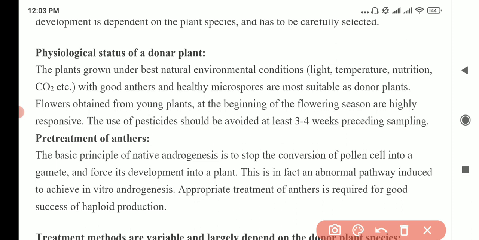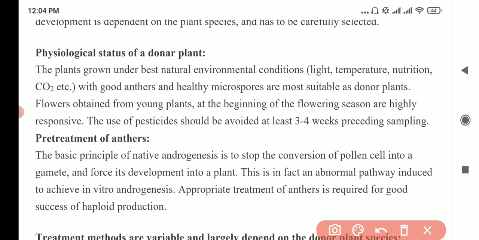When we say physiological status of the donor plant, it means that before you take the anther or the pollen, before you do the androgenesis experiment, you observe that donor plant. You observe, is it living in a good environmental condition? Does it have pesticides? Is it healthy? So these are the things. Like over there it's already written, you should grow the donor plant in the best environmental condition and not use pesticides.